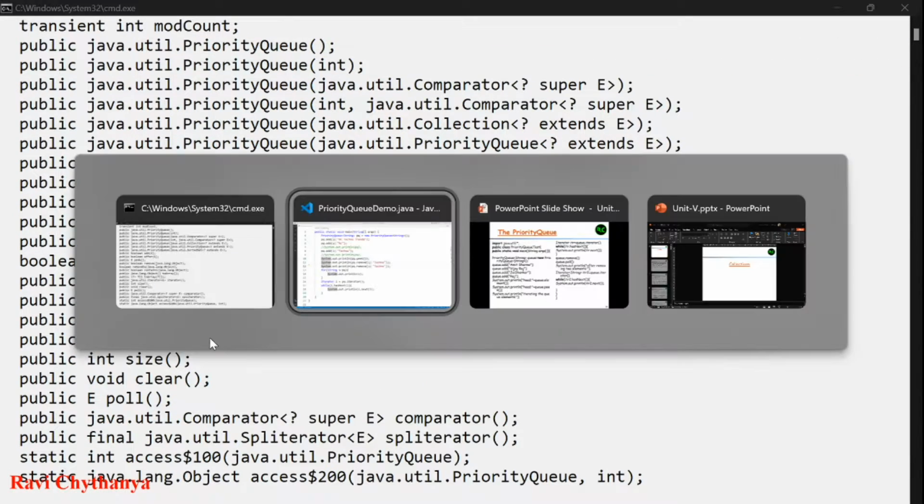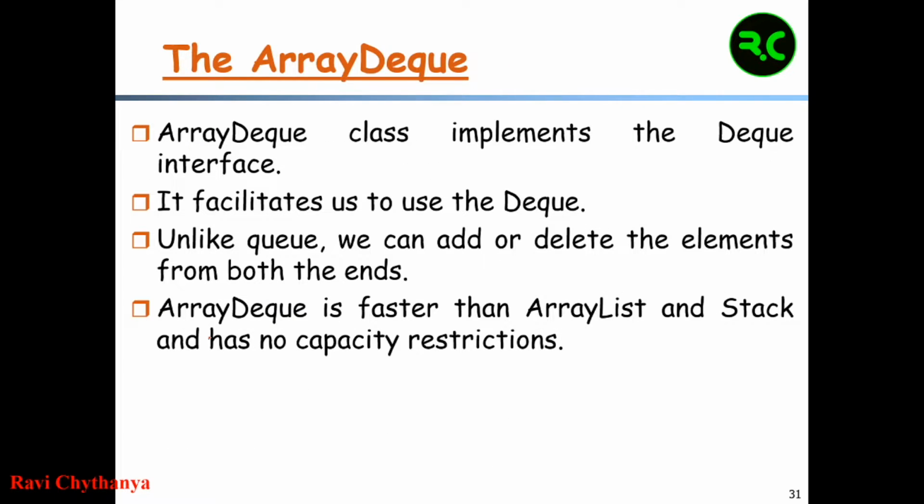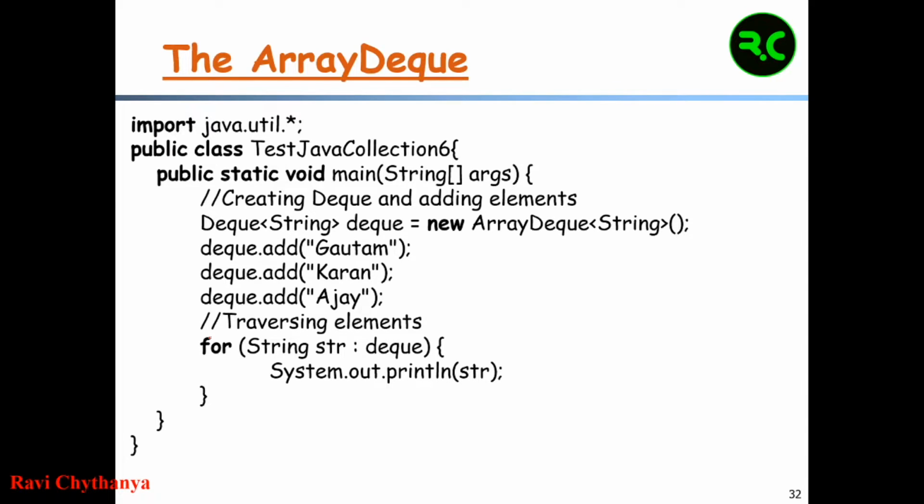Okay, let me go for the next class, that is ArrayDeque. It is a double-ended queue, which is an array list, and it facilitates us to use the double-ended queue here. Okay, I can go for adding the elements or deleting the elements from both the sides. If I'm going to take a queue, I can go for first. I can go for entering the element from the starting point only. Okay, so this is what exactly, and it doesn't have any capacity restrictions, and ArrayDeque is faster than the ArrayList and Stack also. Okay, let me go for here an example.